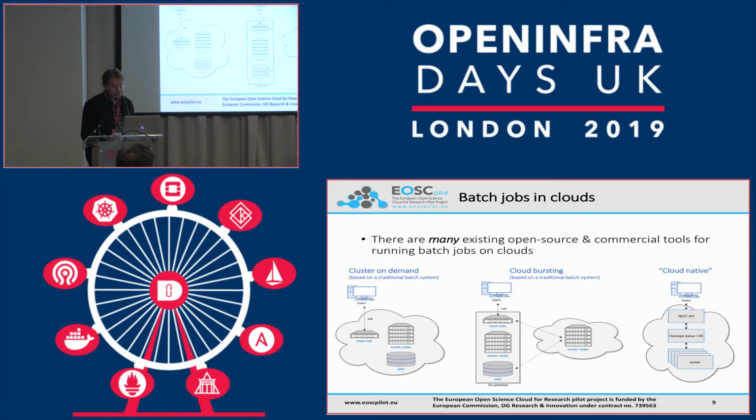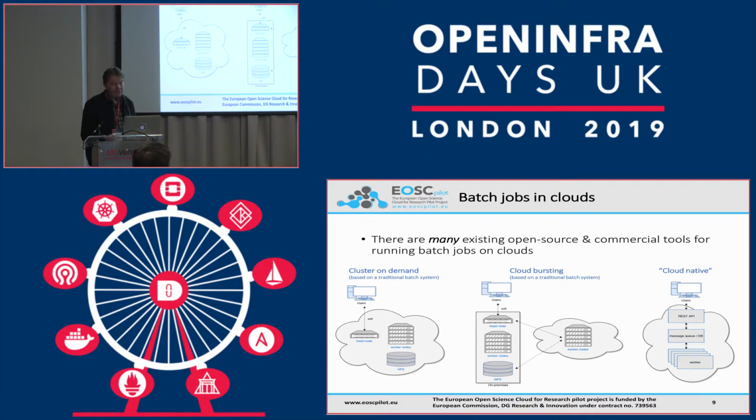There are different categories, I would say. For example, there's clusters on demand, where we generate an entire traditional batch system in a cloud: the head node, the scheduler, some worker nodes, and the storage. There's the cloud bursting method, where you have a standard HPC system at your site, and then you burst onto worker nodes in an external cloud, and people normally would have a VPN so that the worker nodes can access your NFS storage from your site.